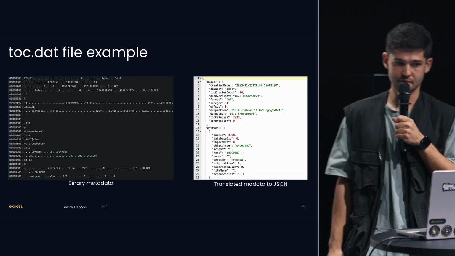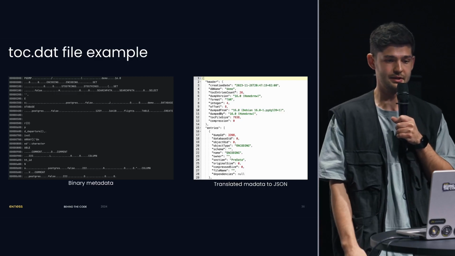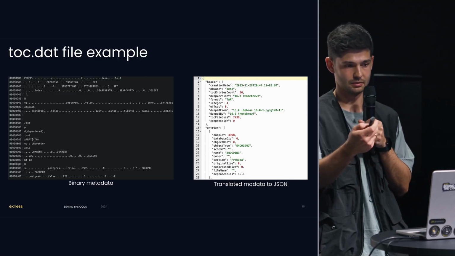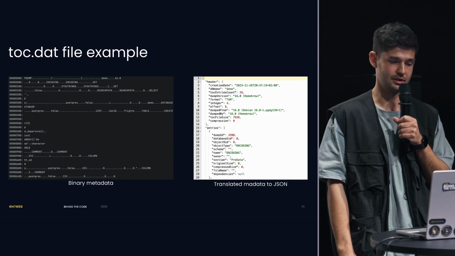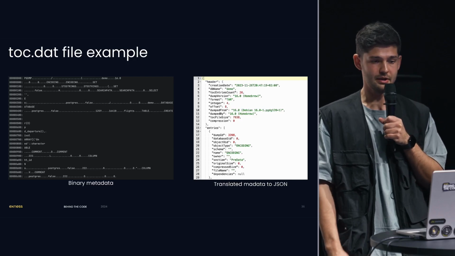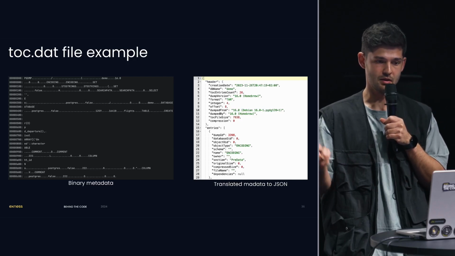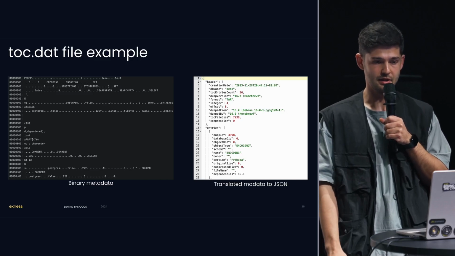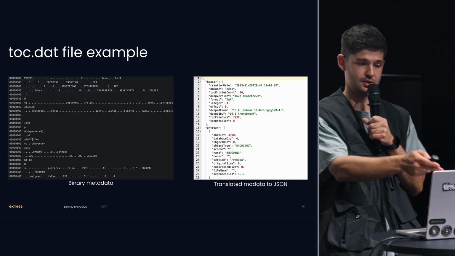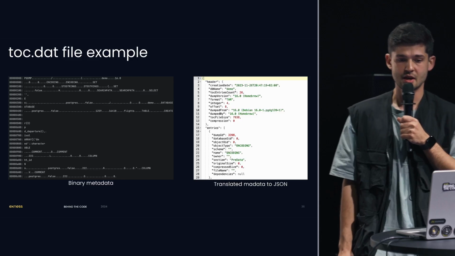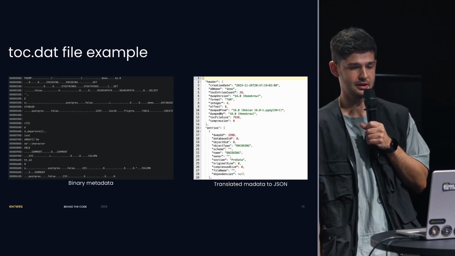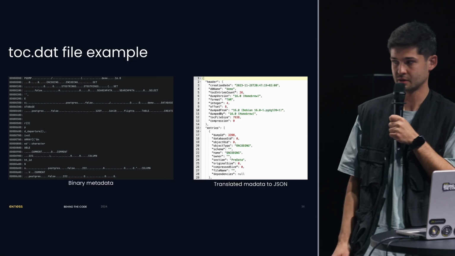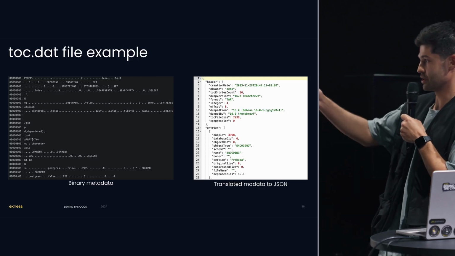So, this is how the binary metadata created by this ported library looks, and it is supported by PostgreSQL itself and Greenmask as well. On the left side is the binary metadata, and on the right side is the translated metadata in JSON. It's just for your awareness of how it looks.